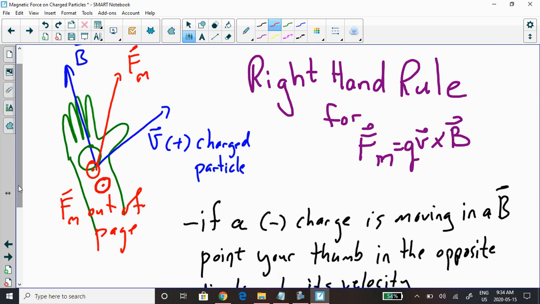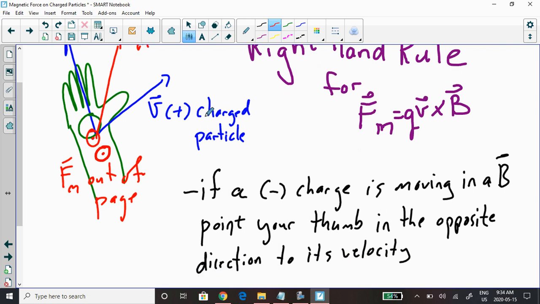Now you might be asking, well, sure, not all particles are positively charged. Some of them are negatively charged. Good point. If a negatively charged particle is moving in a magnetic field, point your thumb in the opposite direction to its velocity. So if I have a charged particle moving to the right and it's a negatively charged particle moving to the right, I don't point my thumb to the right. I point my thumb to the left. I flip the thumb because it is a negatively charged particle.